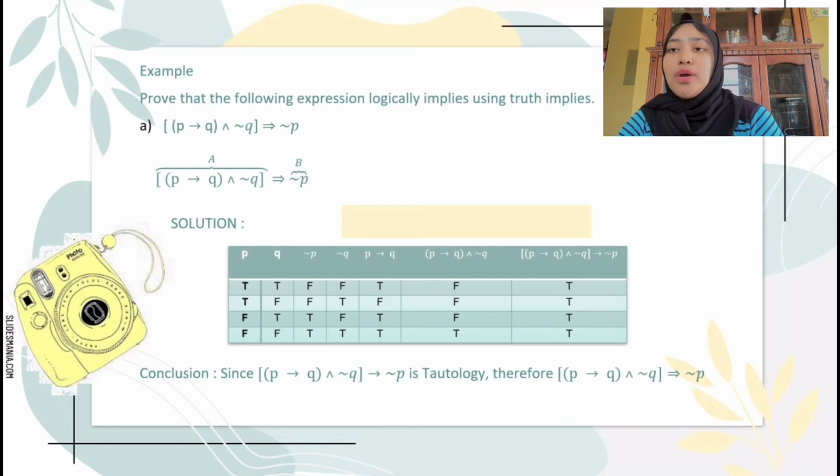So from the table, you guys can see the complete table, right? What I try to tell here is, if you look at the very right side of the table, it is the conclusion of the table. The truth values of the conclusion are all true. So the conclusion that we can make here is, since P implies Q and negation Q implies negation P is a tautology, which means the conclusions are all true, therefore this equation logically implies.